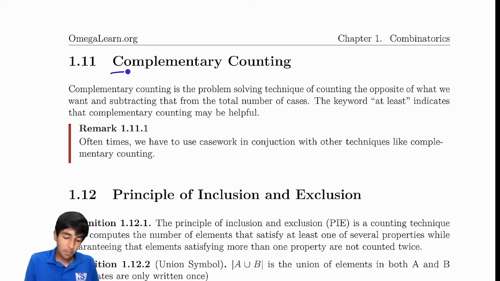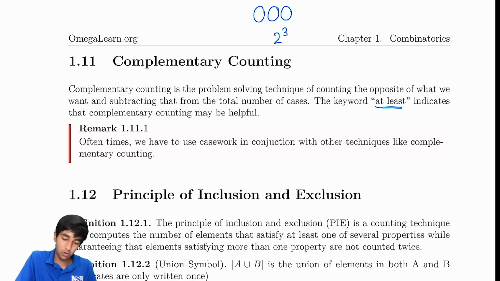Okay, now we're going to talk about complementary counting. And this is a technique where we look at the opposite of what we're trying to find. So this is really useful when you have at least. So a very standard example is how many ways are there to get at least one head when you flip 3 coins? And this is very standard, right?